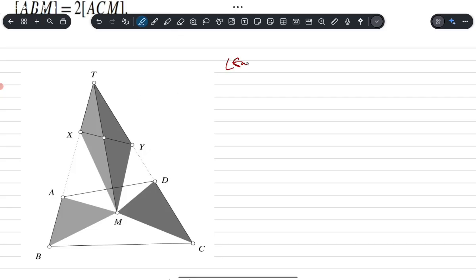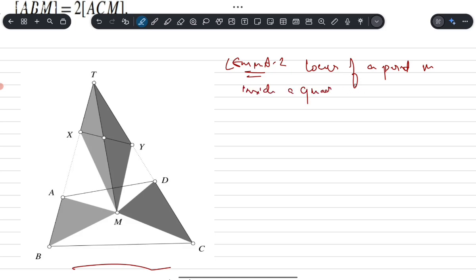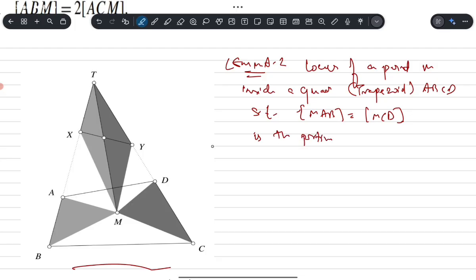Lemma 2. That was the lemma 2 that I just wrote here. The locus of a point M inside a quadrilateral, it's basically a trapezium, or we call that a trapezoid as well, ABCD, such that area MAB equals area MCD is the portion. We have to basically comment on ABCD, right? So it will be this part of the median.